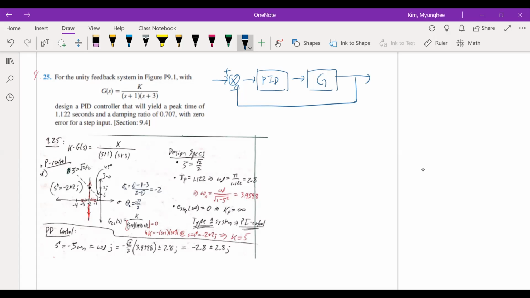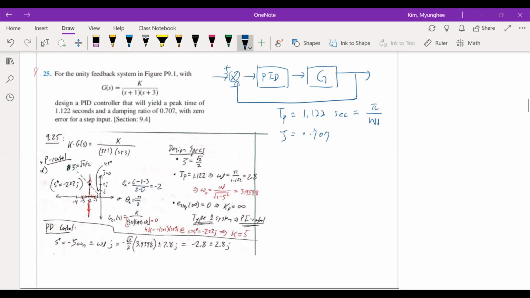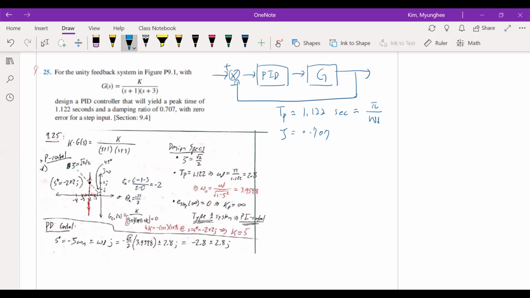And then it gave us the design specification, which is peak time is 1.2122 seconds, which is nothing but pi over omega d. And then damping ratio, that's very nice. It already gave damping ratio, not the overshoot, is 0.07. Due to time constraints, I just have all this homework already here.